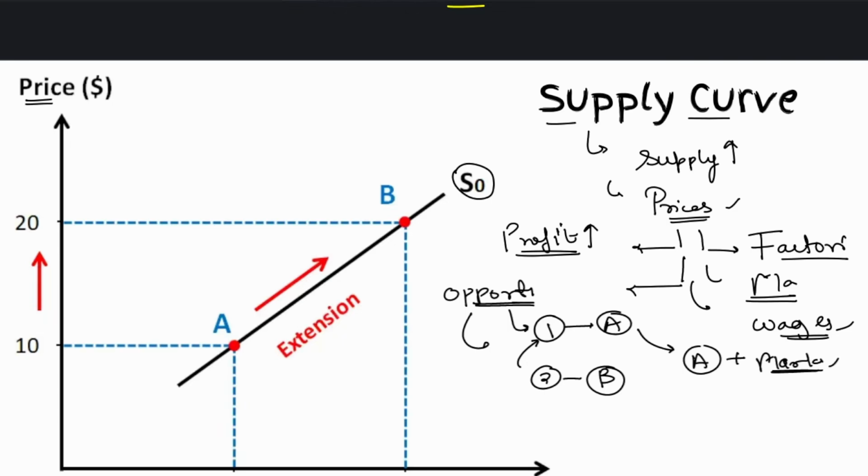I already told you about the markup. Basically, it's the increase in price on the cost price, and that makes the final selling price. So all these factors say that if all remains okay, the prices will increase when the supply increases.